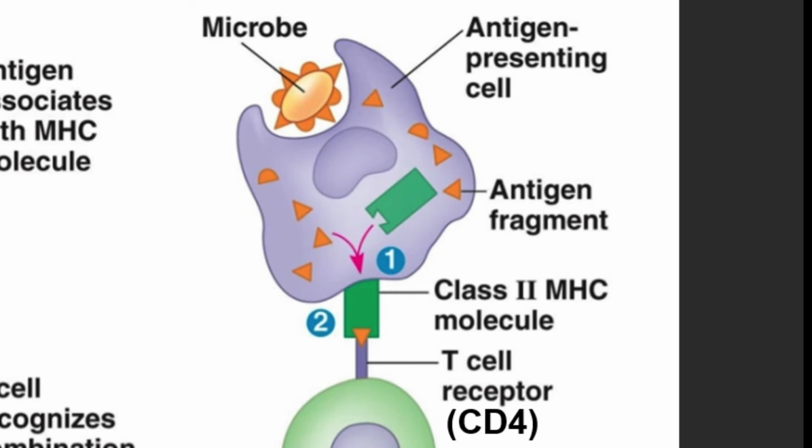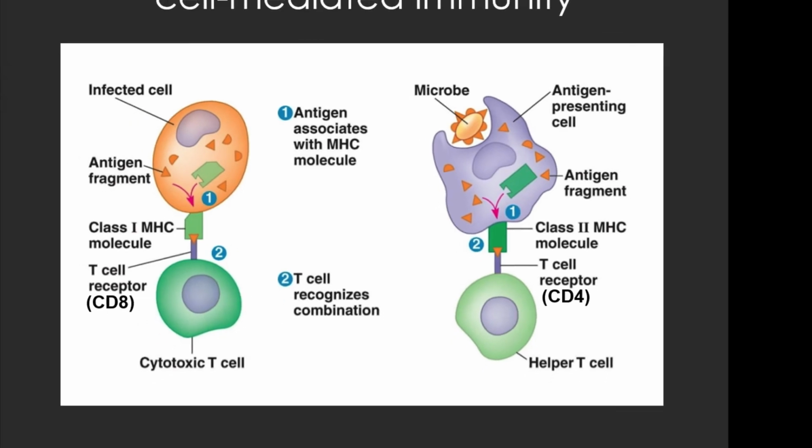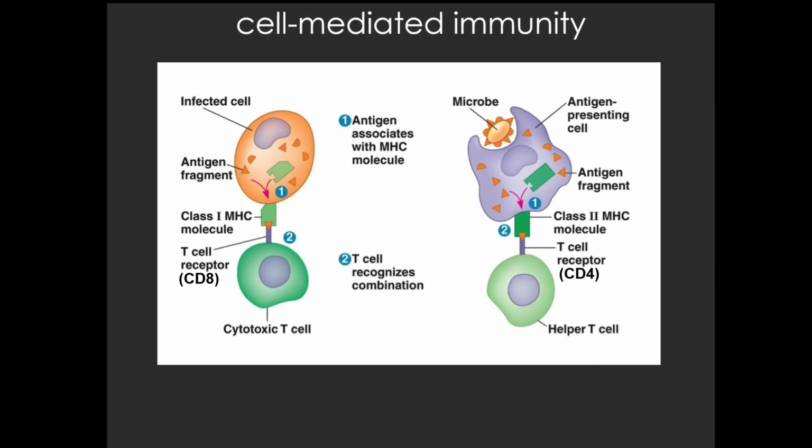So cell-mediated immunity is governed by cytotoxic T cells and helper T cells. Cytotoxic T cells have CD8 T cell receptors, which interact with class 1 MHC molecules on infected cells and all body cells. Helper T cells have a CD4 T cell receptor, which interacts with the class 2 MHC molecule of antigen-presenting cells, which include those B cells, dendritic cells, and macrophages that we've talked about previously.